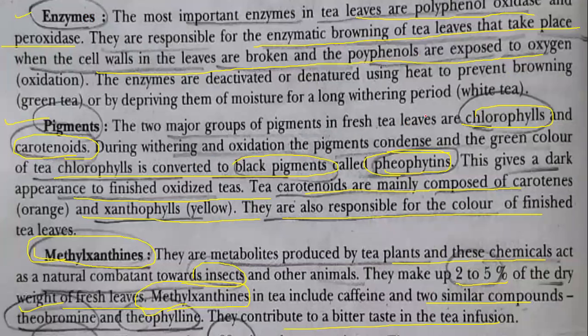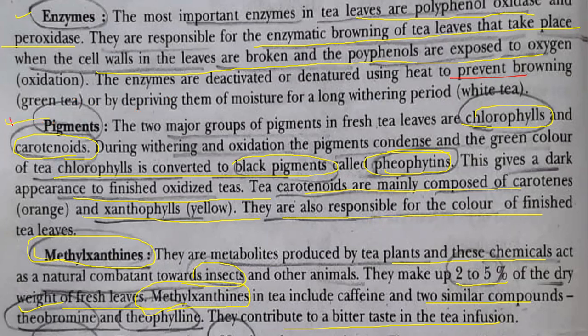The most important enzymes in the tea leaves are polyphenol oxidase and peroxidase. They are responsible for enzymatic browning of tea leaves, which takes place when the cell walls in the leaves are broken and polyphenols are exposed to oxygen for oxidation. The enzymes are deactivated and denatured using heat to prevent the browning, that is green tea, or by depriving them of moisture for a long withering period, that gives white tea.